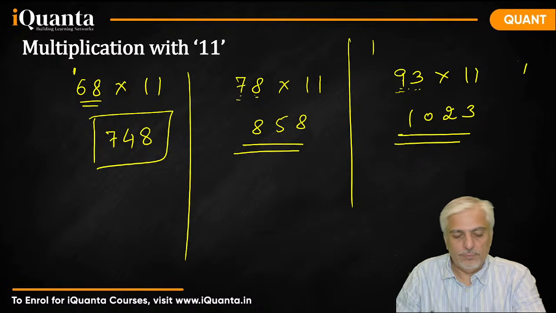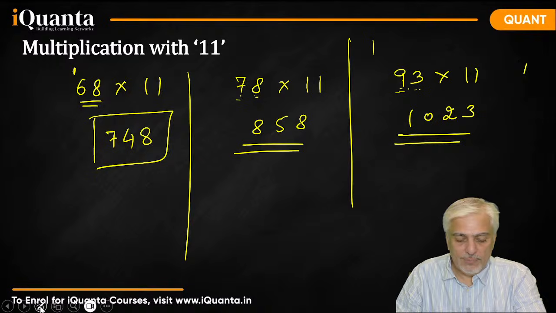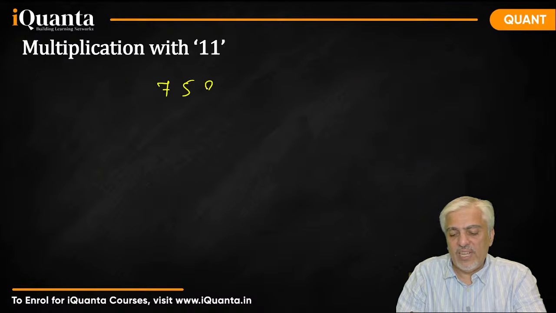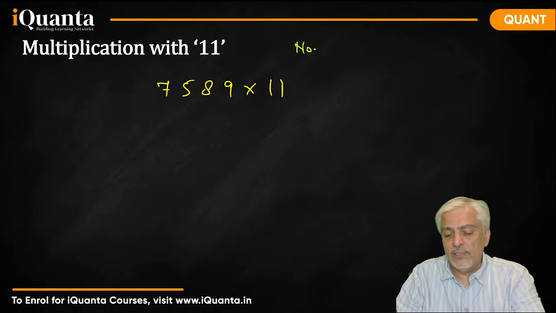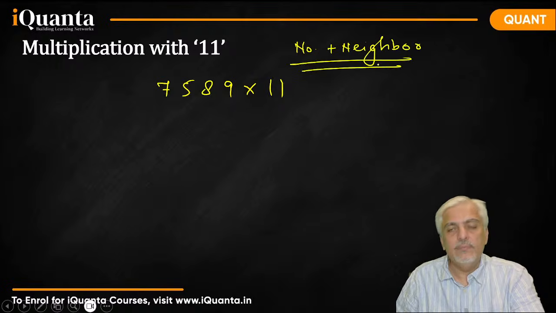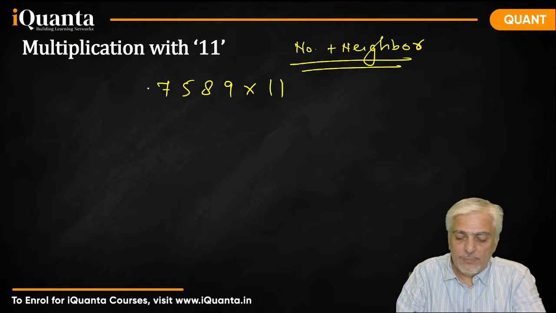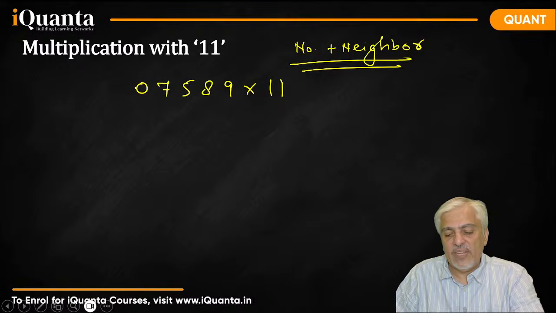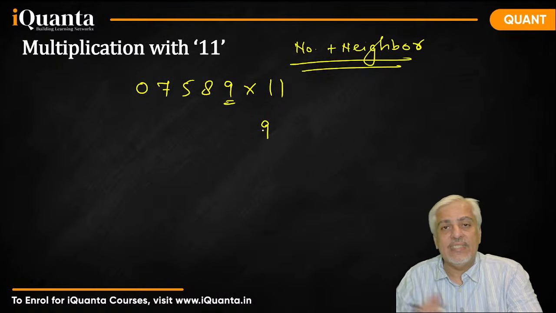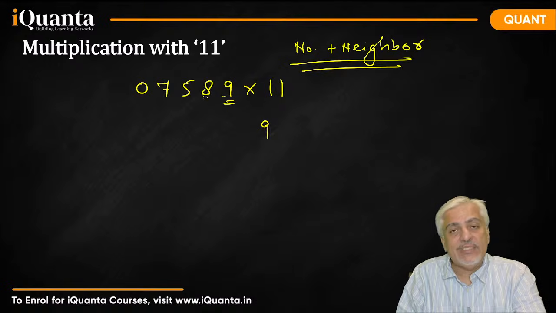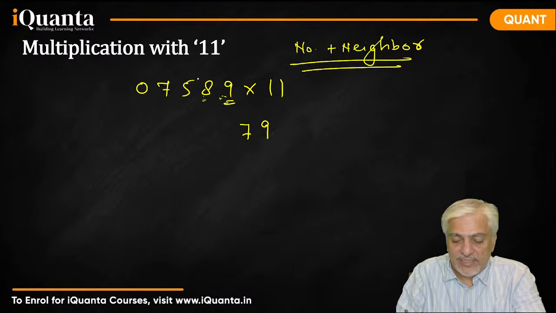Okay, chalo. Good. Now let's take a bigger number. 7589 multiplied by 11. Now pay attention. This method I call number plus neighbor. In this method, just in the starting, put a 0 first. Suppose you want to do 7589 multiplied by 11. You will look for a neighbor on the right side. 9 will come as it is because 9 has no neighbor on the right side. 8 plus 9. How much is 8 plus 9? 17. So 7 and 1 carry over.